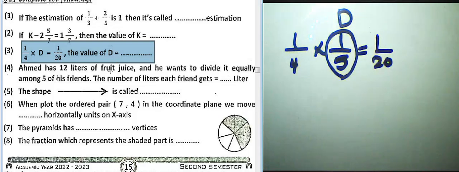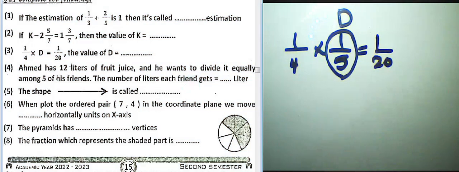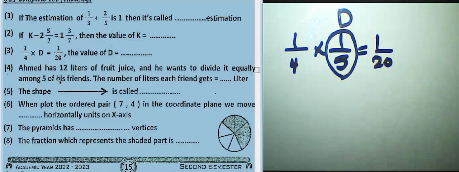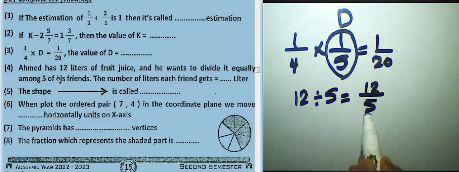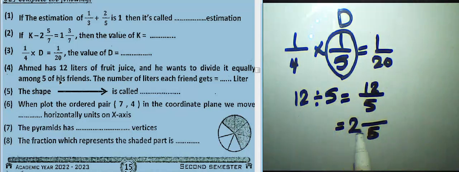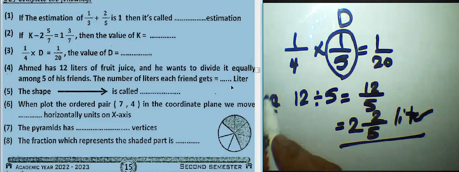Ahmed has 12 liters of fruit juice and he wants to divide it equally among 5 of his friends. The number of liters each friend gets equals? We can divide 12 by 5, with 5 in the denominator. 12 divided by 5 equals 2 and the remainder 2. 2 and 2 over 5, okay, 2 and 2 over 5 liters. It's the result of question number 4.